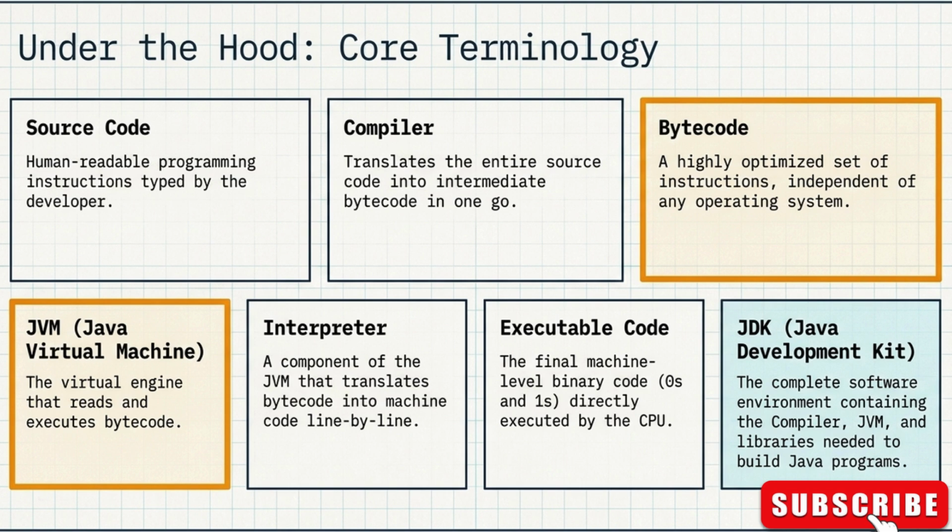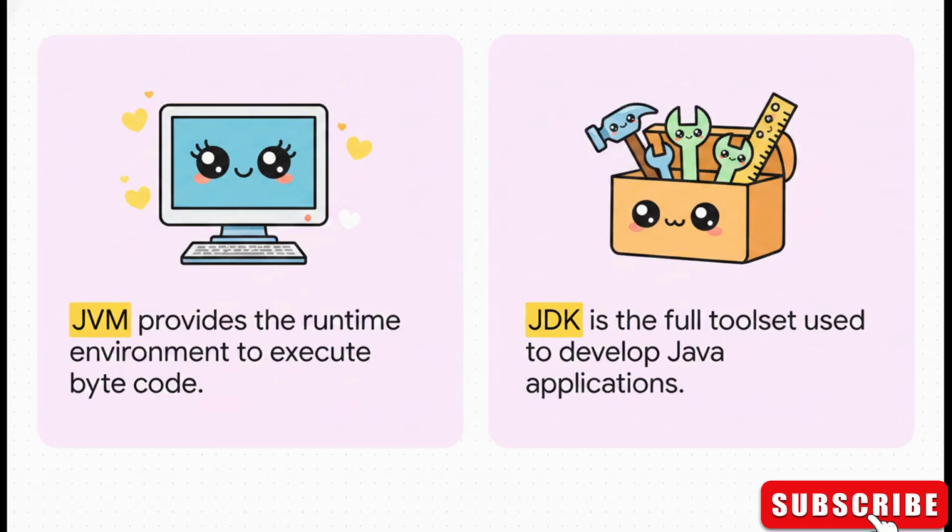Next up is bytecode. This is the intermediate step that actually makes Java platform independent. The computer's processor can't read it directly just yet. That's where the interpreter comes in. While the compiler translates everything all at once, the interpreter reads this bytecode line by line, executing it step by step. So the crucial point here is clearing up the classic acronym confusion between JVM and JDK. The JVM, or Java Virtual Machine, is the actual engine that provides the environment for your program to run. Without it, bytecode does nothing.